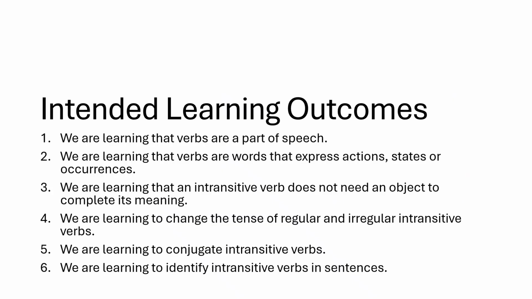There are 6 intended learning outcomes to achieve by the end of the lesson. 1. We are learning that verbs are a part of speech. 2. We are learning that verbs are words that express actions, states, or occurrences. 3. We are learning that an intransitive verb does not need an object to complete its meaning.